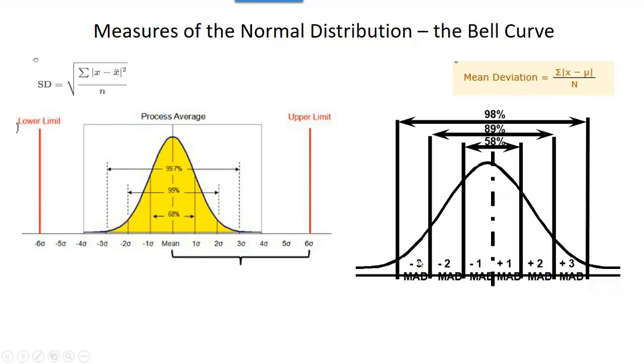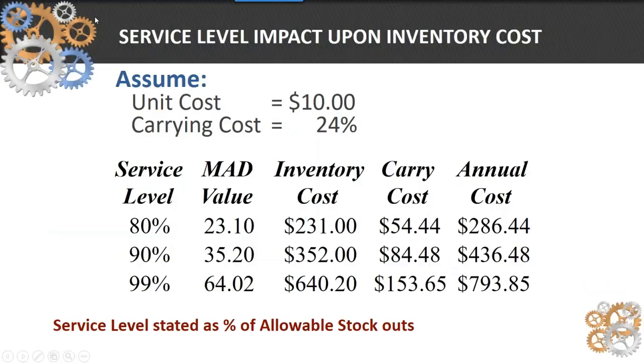So 98% of the time, we can say that demand is projected to be 3 mean absolute deviations away from the average. The service level, how much we want to allow the system to have stockouts, increases with the service level. You see here we're going from 80 to 90. Here's our MAD value, inventory and carry cost, and you can see that the higher the service level, the greater the amount of safety stock necessary to carry to ensure that service level. So the higher the service level, the more inventory you're going to buy.